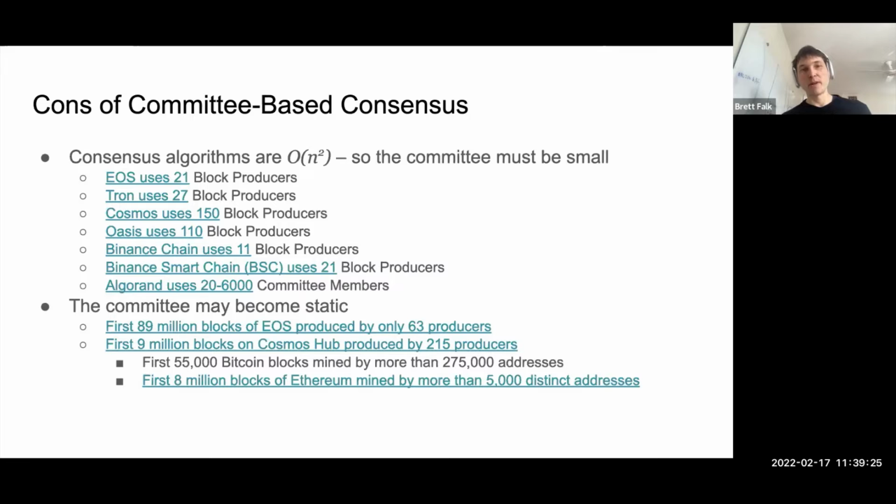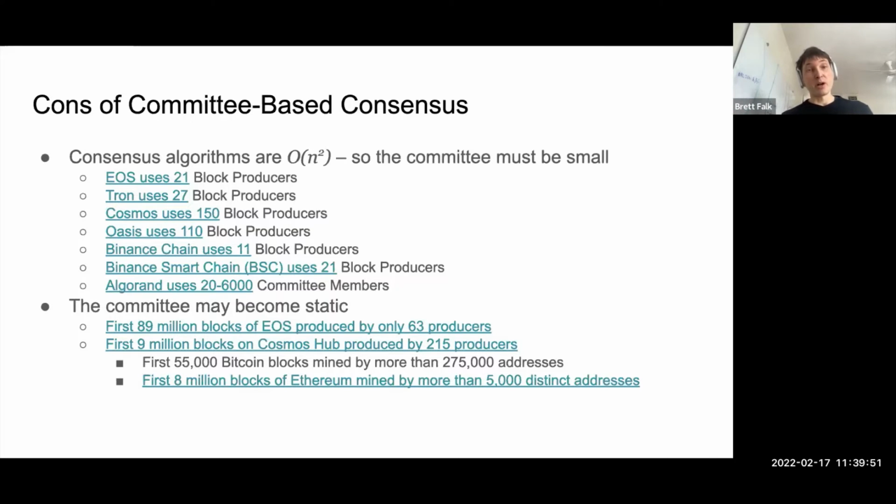EOS uses 21 block producers. Tron uses 27. Cosmos, most of their chains use 150. Oasis uses 110. The Binance chain uses 11. The Binance Smart Chain uses 21. And the one exception here is Algorand, which does a lottery-based committee selection, and ends up using a lot more committee members. And I'll talk more about that in a little bit.